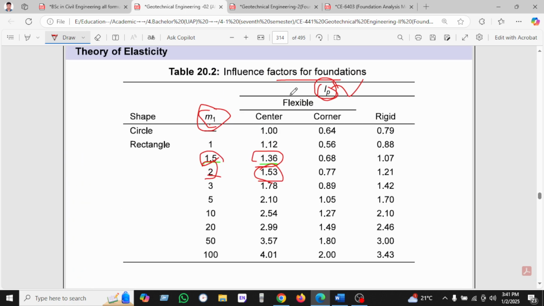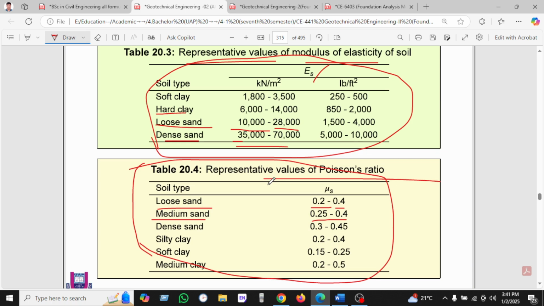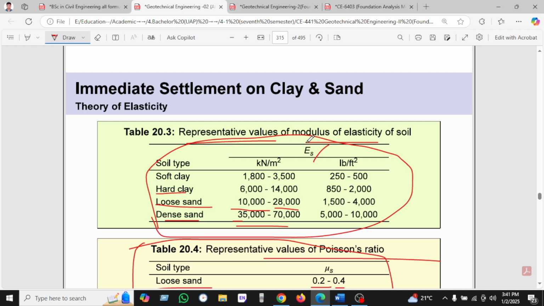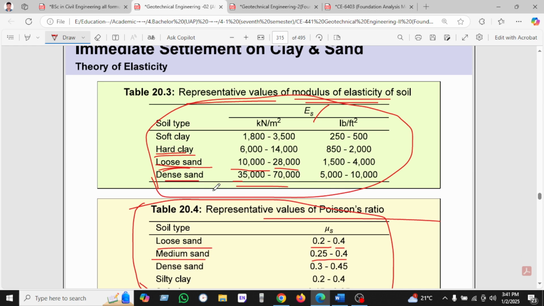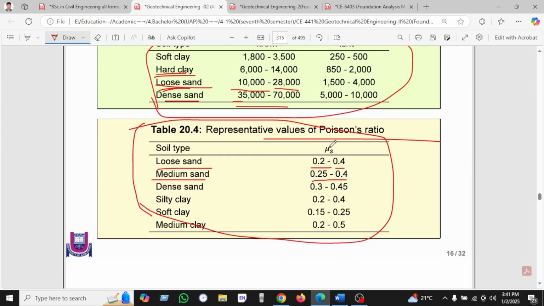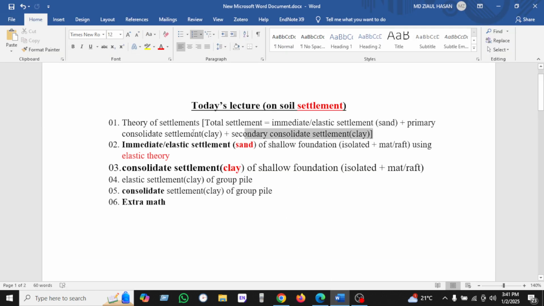If the ratio is 1.5, then the influence factor IP of the foundation will be 1.36, and if the m ratio is 2, then IP will be 1.356. And for the representative modulus of elasticity, we find for hard soil and loose soil values like 600, and loose soil 140, and dense soil 35000. The Poisson's ratio for loose soil is 0.0 to 0.4, and for medium soil 0.25 to 0.40. So this is the formula, and this is the elastic theory.